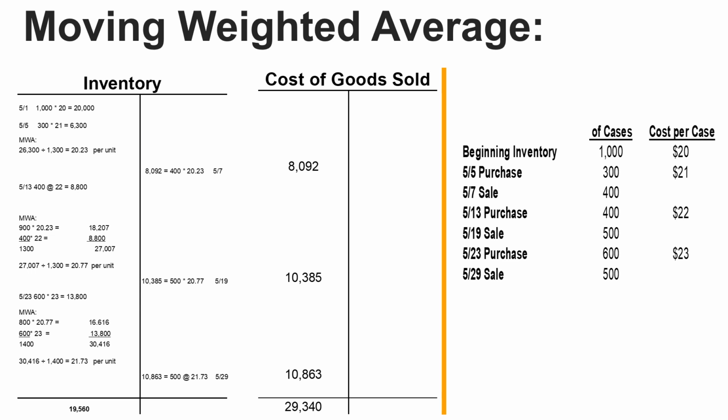Now, our next transaction was a sale of 400 cases. What cost are we going to apply? Well, we're going to use this weighted average. At this moment, the average cost of our inventory up to that point in time, the 1,300 units we have on hand, is $20.23. So 400 units at that average cost would give me $8,092 credit inventory, debit cost of goods sold.